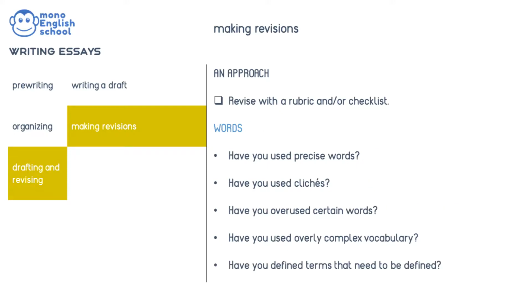Finally, word choice. Consider, have you used precise words? Do you need to make your language more specific? Have you used clichés? Always try to avoid clichés and well-worn phrases. Try to be original in your expression. Have you overused certain words? Maybe you need to vary the language you use. Perhaps you could look up synonyms and antonyms, or try to rephrase your ideas.